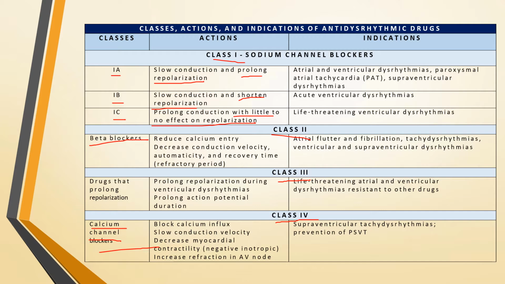Class 2 is your beta blockers. It reduces the calcium entry, decreases conduction velocity, automaticity, and recovery time. So again, class 2 is your beta blockers. Class 3, drugs that prolong repolarization. And then for the class 4, your calcium channel blockers.